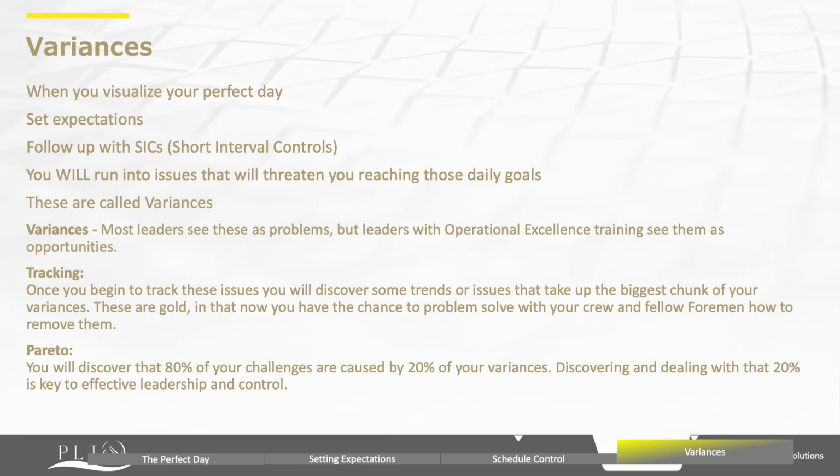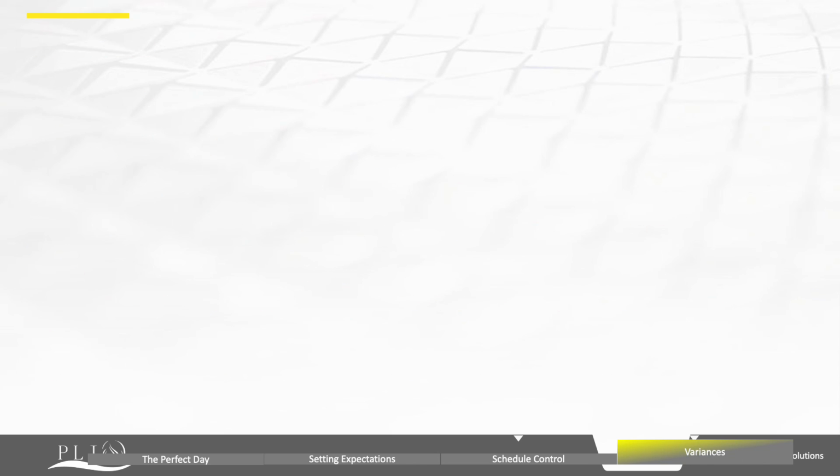We use something known as the Pareto chart, and Wilfredo Pareto was an Italian mathematician who discovered some ratios that are actually pretty solid all the way through. And what you will discover is that 80% of your challenges are caused by 20% of your variances. Discovering and dealing with that 20% is key to effective leadership and control, and it will help you really stay on top of your schedule throughout the day.